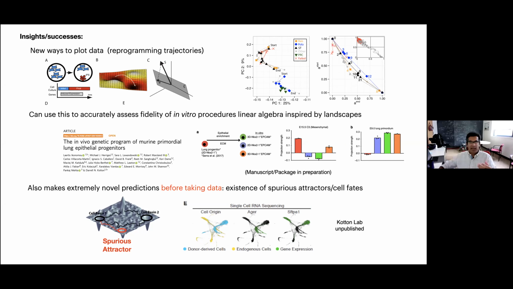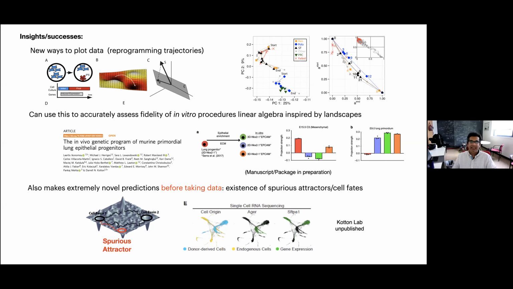The other thing I want to point out, I'll skip this middle part for the interest of time, is that it makes extremely novel predictions. Any landscape model will predict that in addition to the attractors that you put into a high dimensional dynamical system, you must have spurious attractors that just occur in the dynamical system, even though you don't want them to exist. In the context of cell fate models, this is basically the existence of potential cell fates that must be supported by the gene regulatory network, but don't correspond to anything you see in vivo.